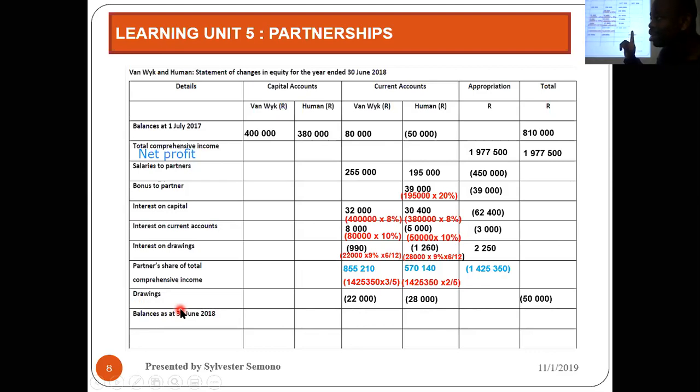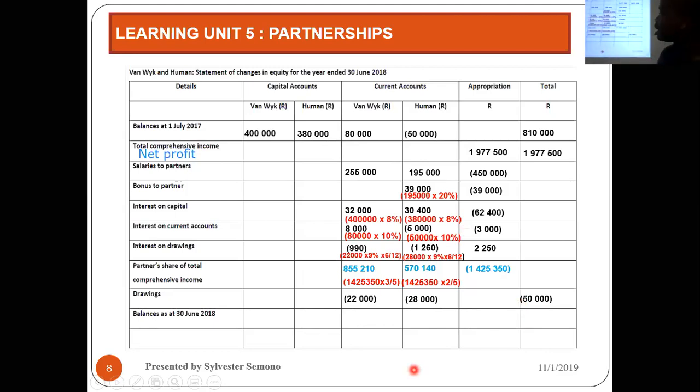Remember, drawings are not interest on drawings. Drawings decrease owner's equity. So we're decreasing the current account. The drawings must always have brackets. They are negative owner's equity, always. And as you can see, these drawings didn't affect what? They didn't affect appropriation. Only interest on drawings does. Can you see? So drawings doesn't affect appropriation. It affects only current account.